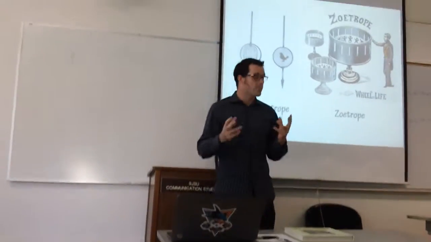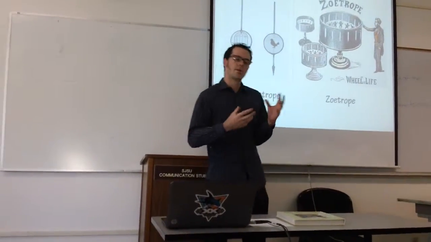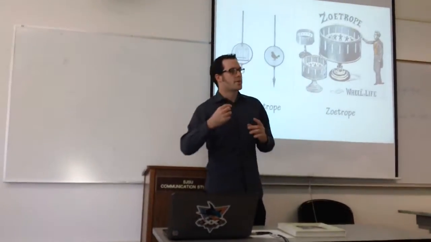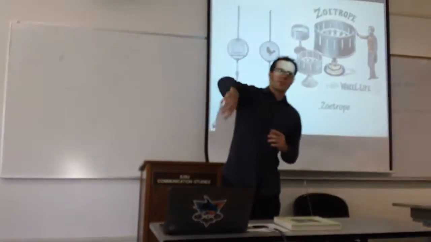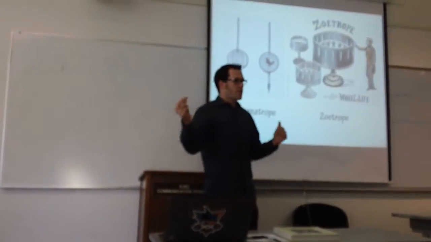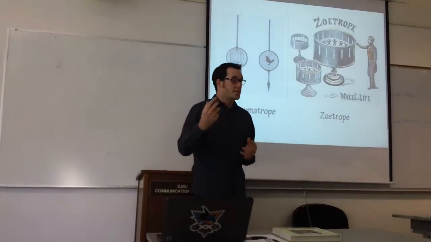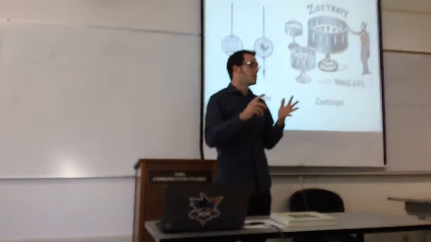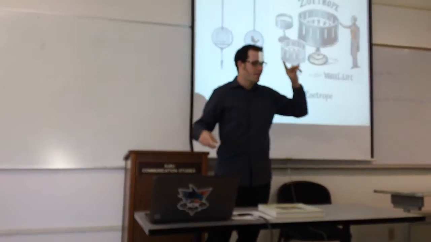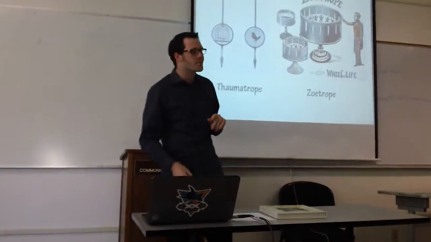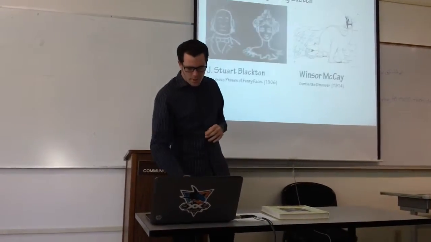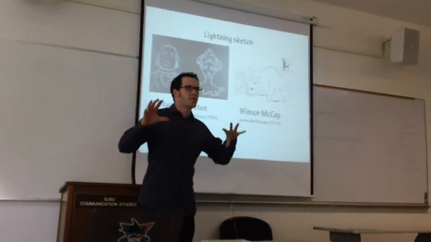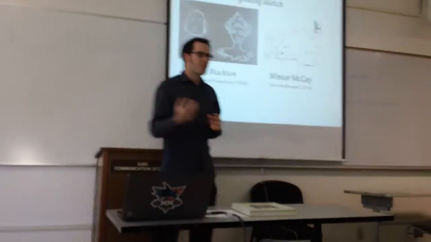Now, zoetropes are really cool. You may have seen these before. They're in museums and things like that. It's a cylinder, and it's the same idea, except the images are printed around the interior of the cylinder, and you look in through the outside. And they still make zoetropes today. If you happen to go to California Adventure, they have a three-dimensional zoetrope there, which is really, really cool. Lightning sketches were pretty much the beginning of animation in the film era.